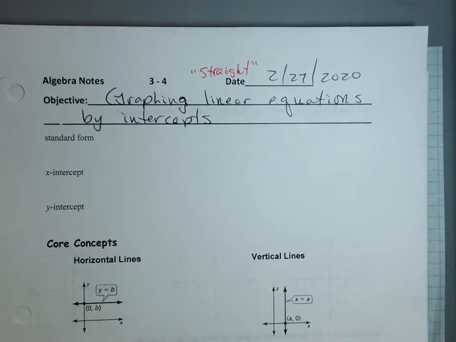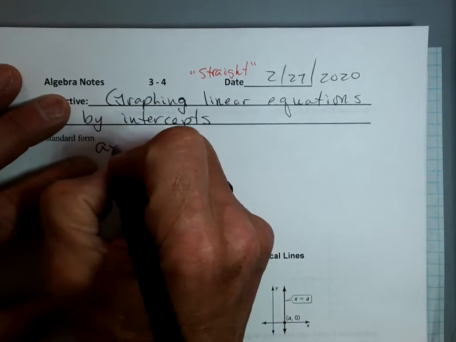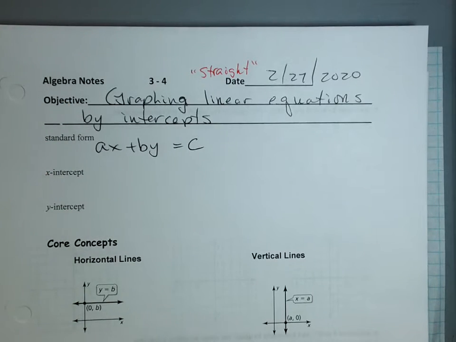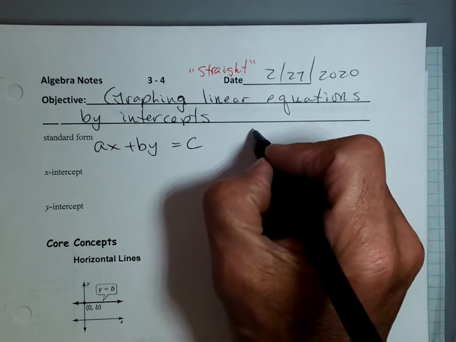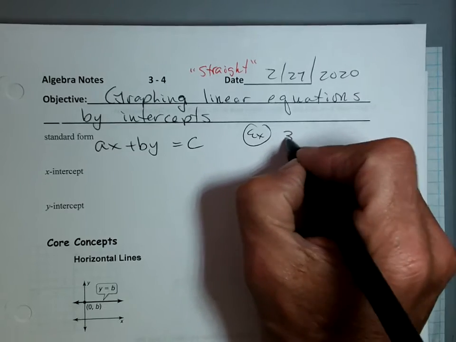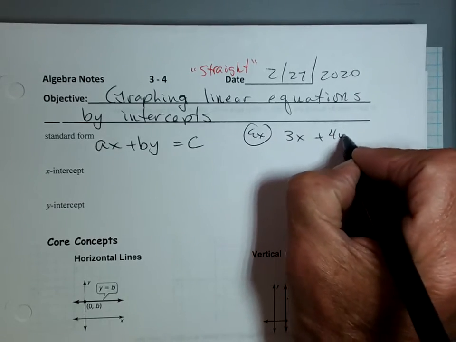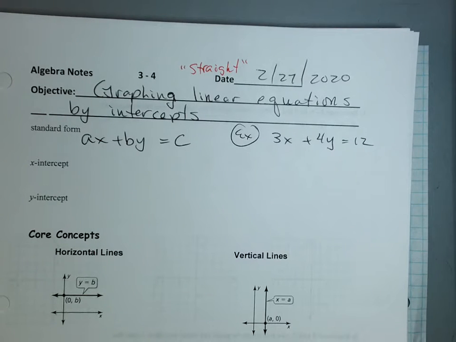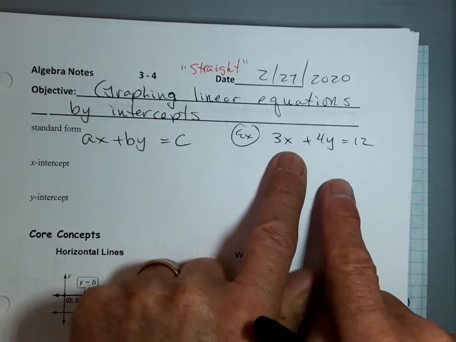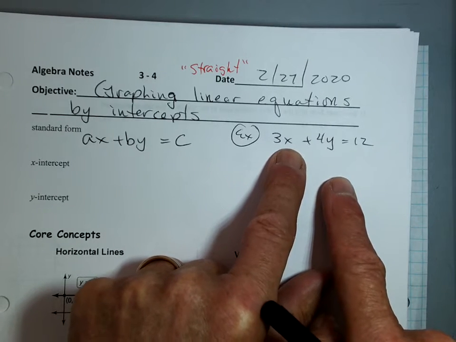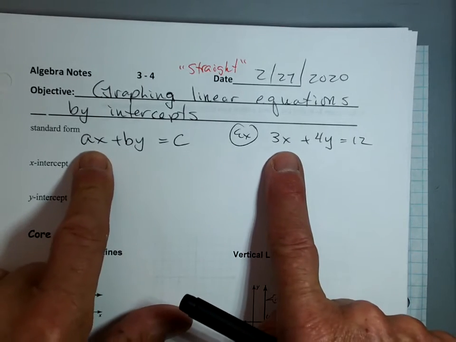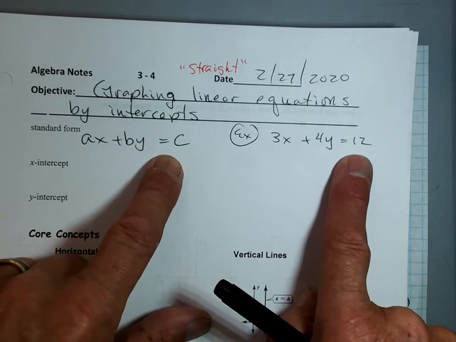So first of all, standard form: AX plus BY equals C. As an example, we just did 3x plus 4y equals 12. We just graphed that in our interactive notebook, right? It's in standard form because we got some x plus some y equals some number. That's standard form.